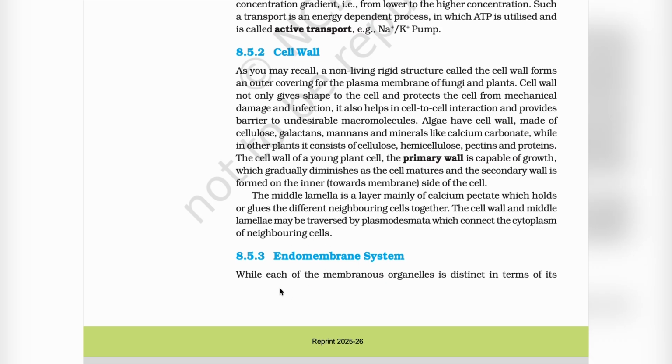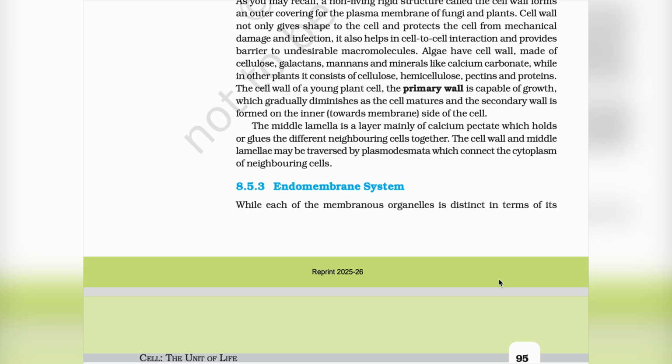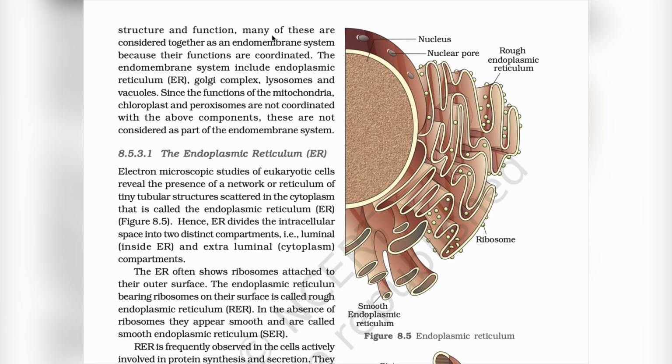Endomembrane system. While each of the membranous organelles is distinct in terms of its structure and function, many of these are considered together as an endomembrane system because their functions are coordinated. The endomembrane system includes endoplasmic reticulum, ER, Golgi complex, lysosomes and vacuoles. Since the functions of the mitochondria, chloroplast and peroxisomes are not coordinated with the above components, these are not considered as part of the endomembrane system.